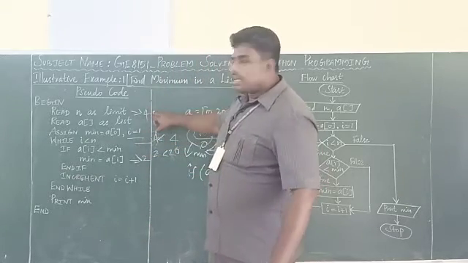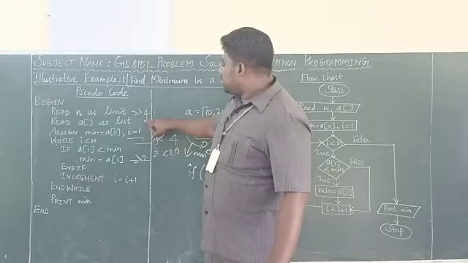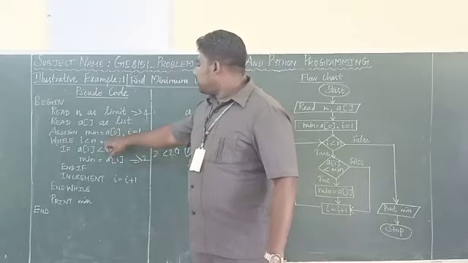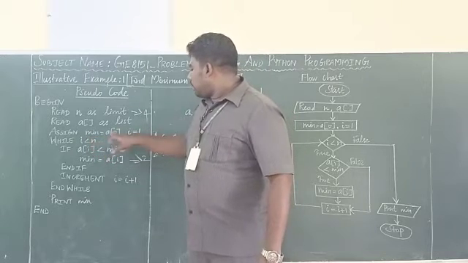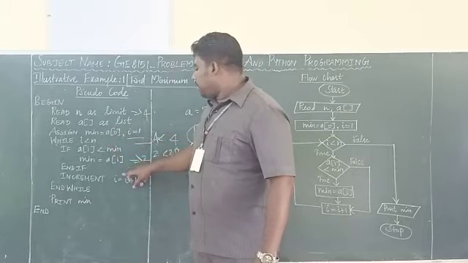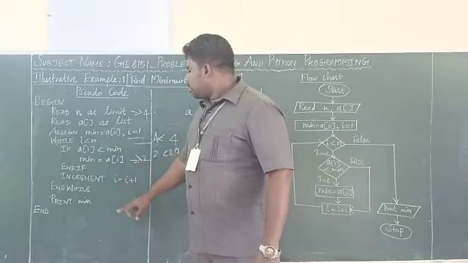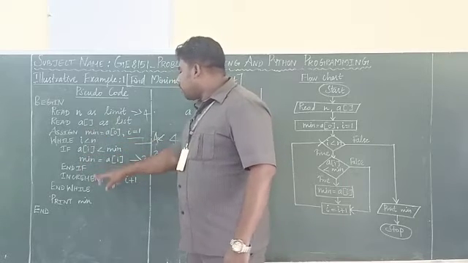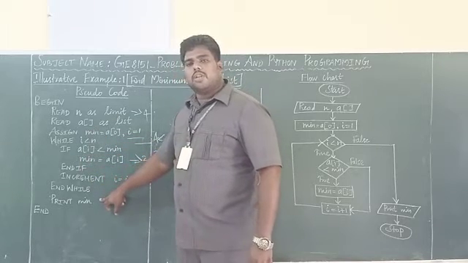Begin, read the limit, then read the list, then assign the minimum value, then use the loop, check the initialization, check the condition, execute the body, then increment, and the looping will be executed again and again. Whenever the loop condition becomes false, it will print min.